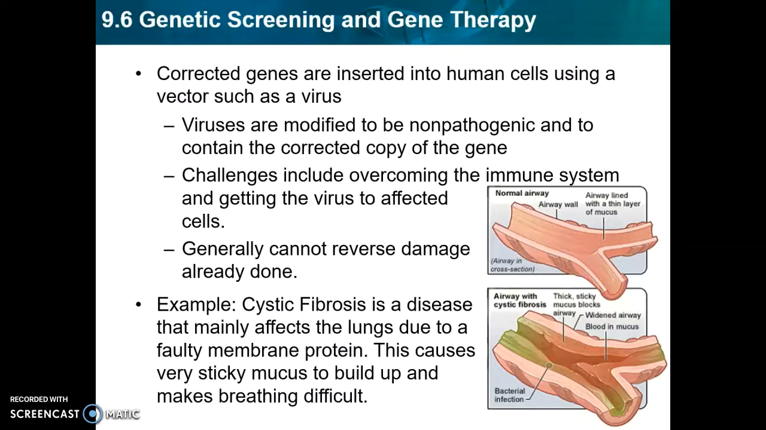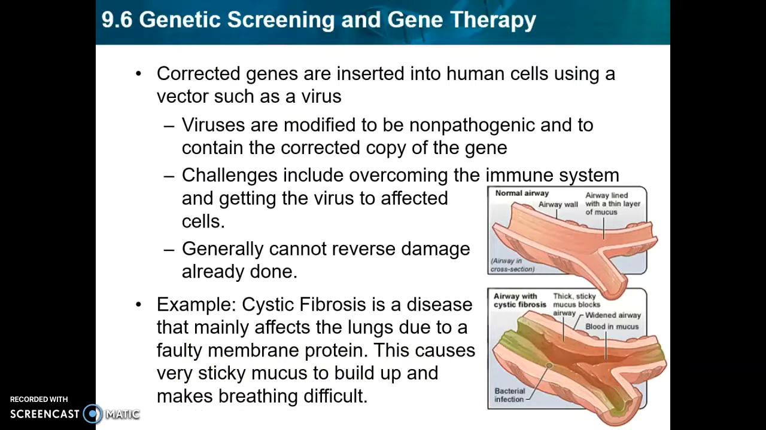It just knows it's a virus, and so it tries to attack it. And also, if there's already tissue damage, it's not really going to reverse that. It would just prevent more from occurring. So a great example here is cystic fibrosis. Cystic fibrosis involves a single gene for one membrane protein. It's called the CFTR. It's a transport protein in the membrane.